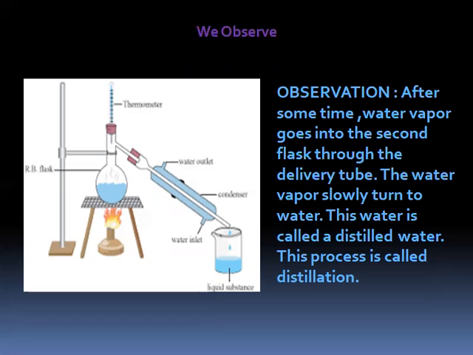The water vapor slowly turns to water. Water vapor changes into water and it will be collected there. This water is called distilled water. And this process is called distillation. What is distilled water? Which is free from microbes is called distilled water. This water we'll use in the hospitals, isn't it? And you know, for our vehicles battery charging also, this distilled water is used. Is it clear?